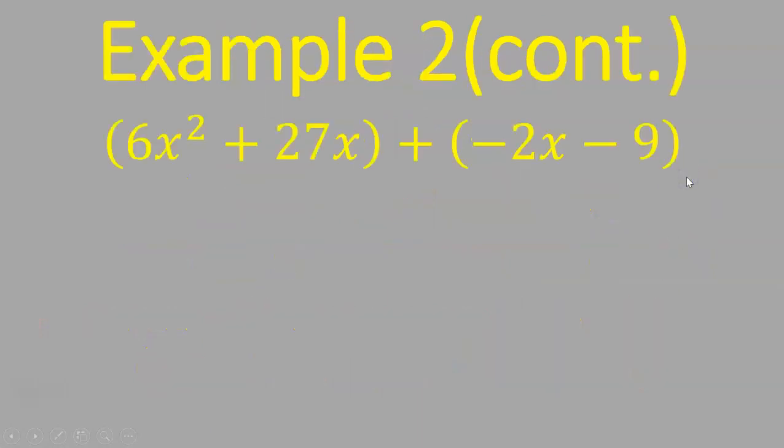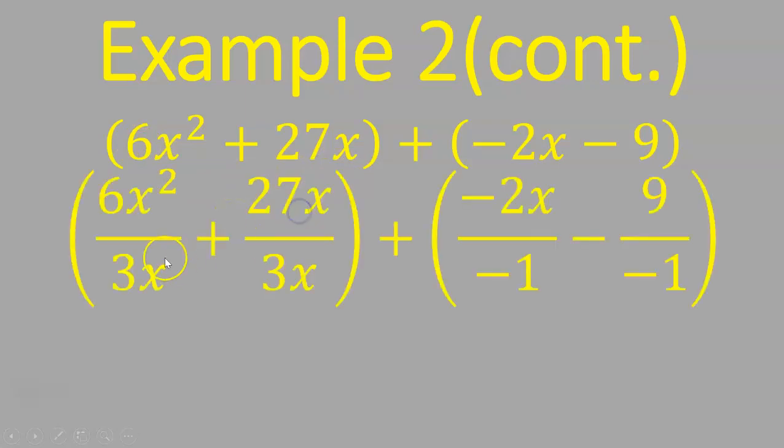Okay, next slide. That's where we left off. Again, think to yourself, what's the biggest thing that goes into 6 and 27? This time that would be 3. And again, you can take 1x out. So I took a 3x out here because that's the biggest thing. I'd love to take out more, but I can't. 6, for example, does not go into 27, so I can't take 6 out.